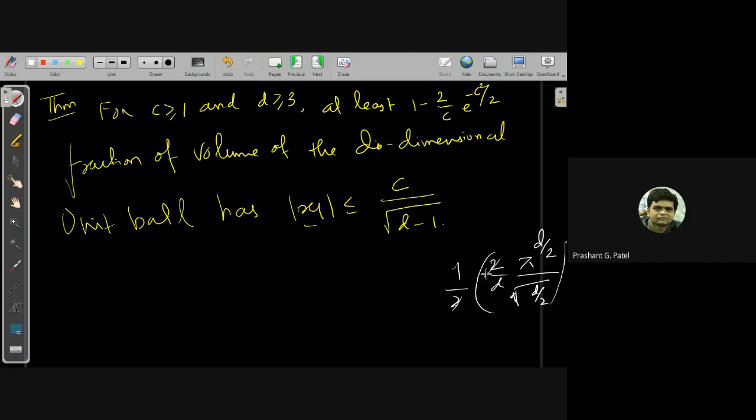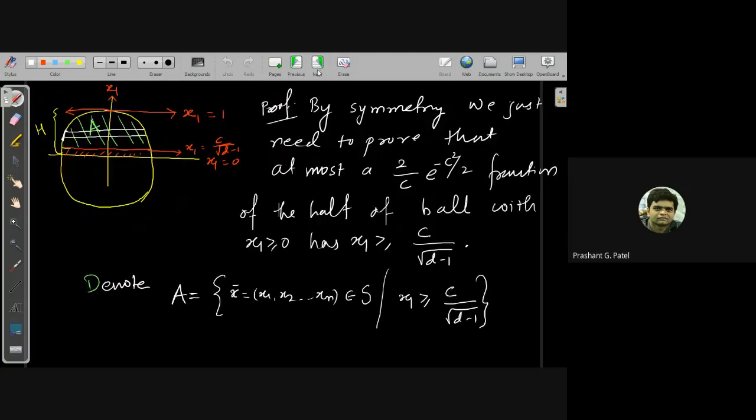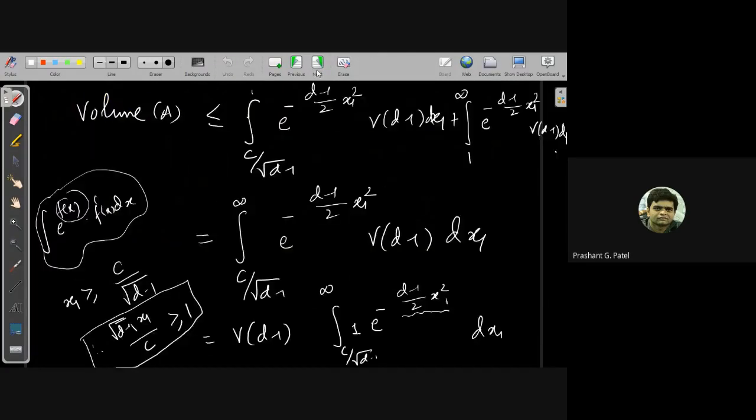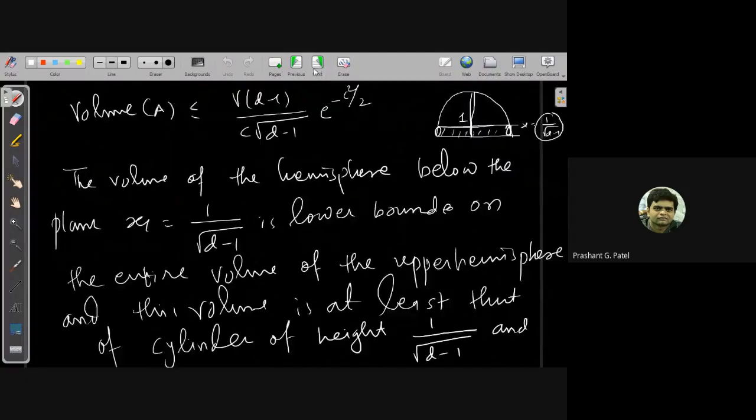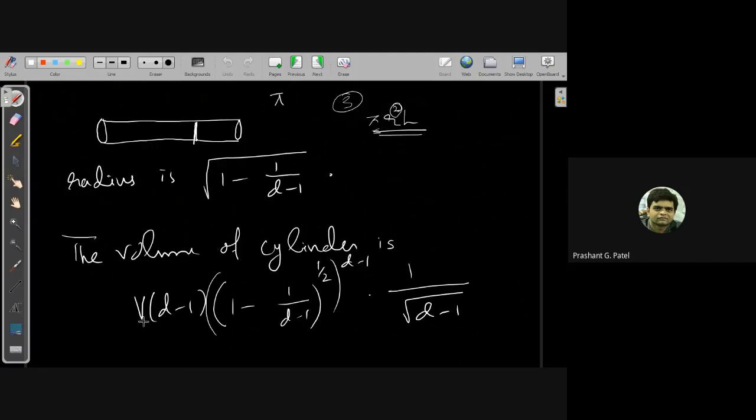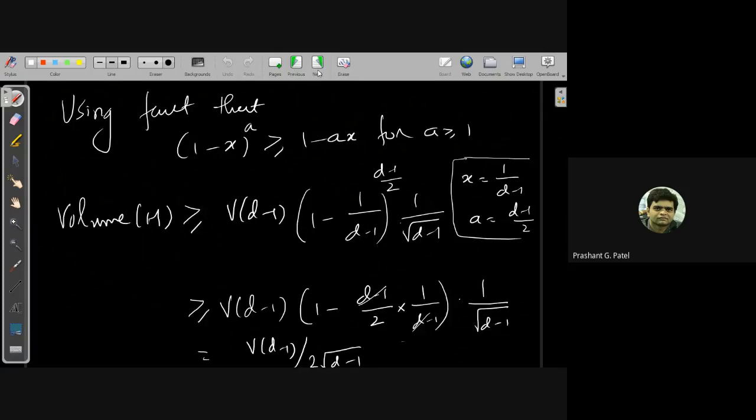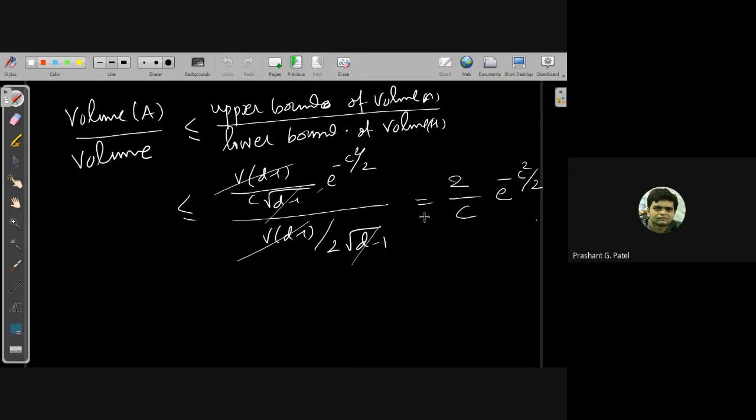The reason is we required the expression in terms of V d minus 1, which is used here. So that's why the hemisphere is also expressed in terms of V d minus 1, and we have calculated it in a different way. And that completes the proof of this theorem that we have. If you have any question, you can ask.